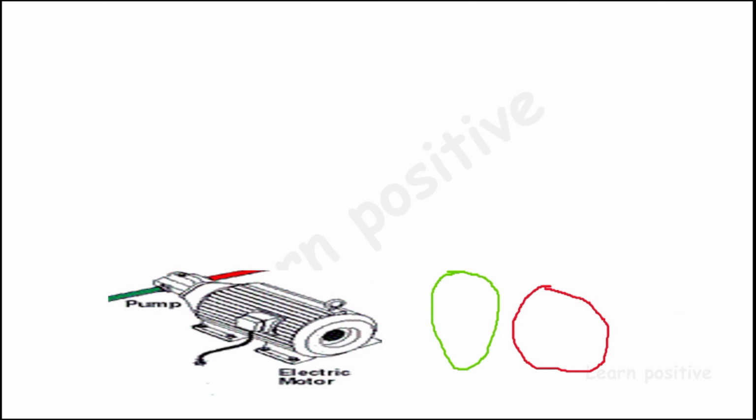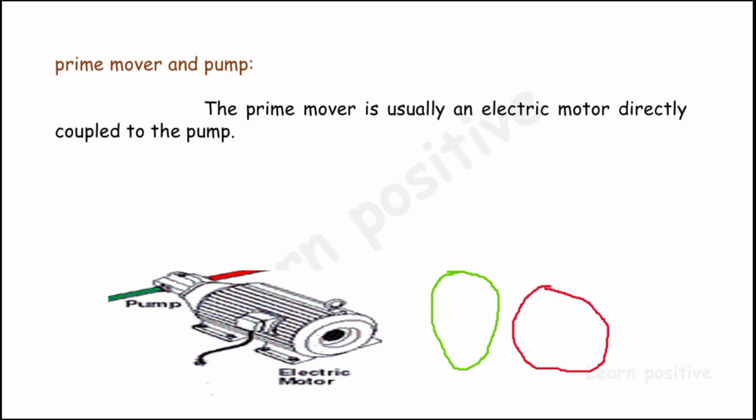And the next one is the prime mover and pump. We know the pump. What is the prime mover? The prime mover is usually called the electrical motor. It is directly coupled to the pump. The electrical motor is said to be the prime mover. So both are similar. And the pump is attached to the front of the prime mover, the front of the motor, with the shaft. So when the prime mover runs, the pump also runs.